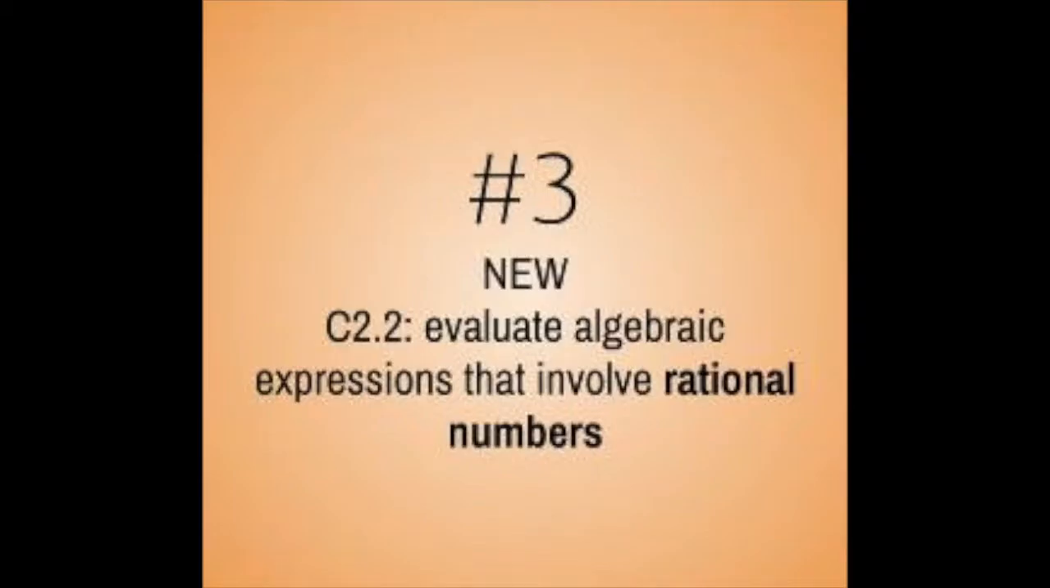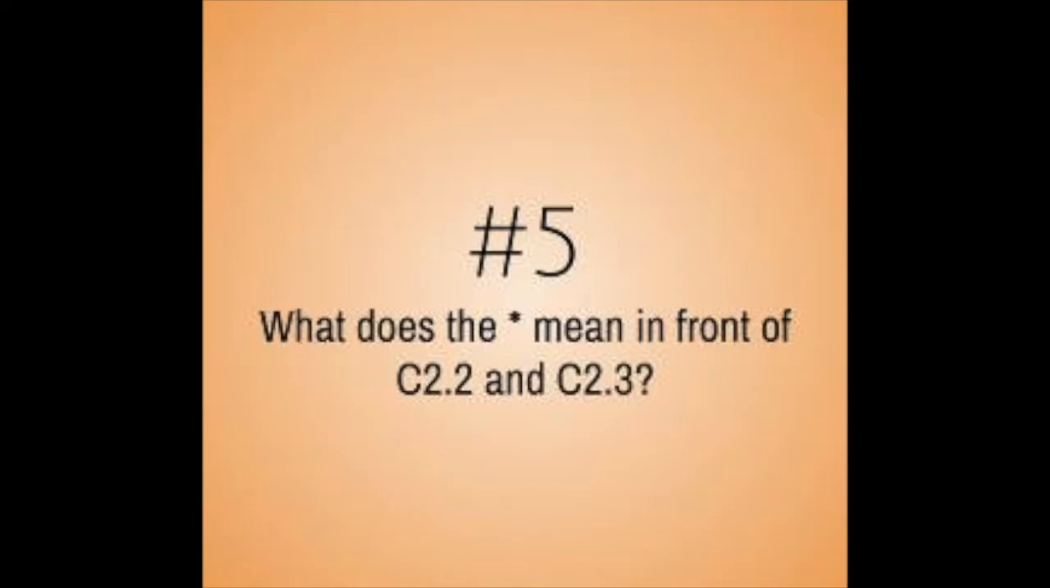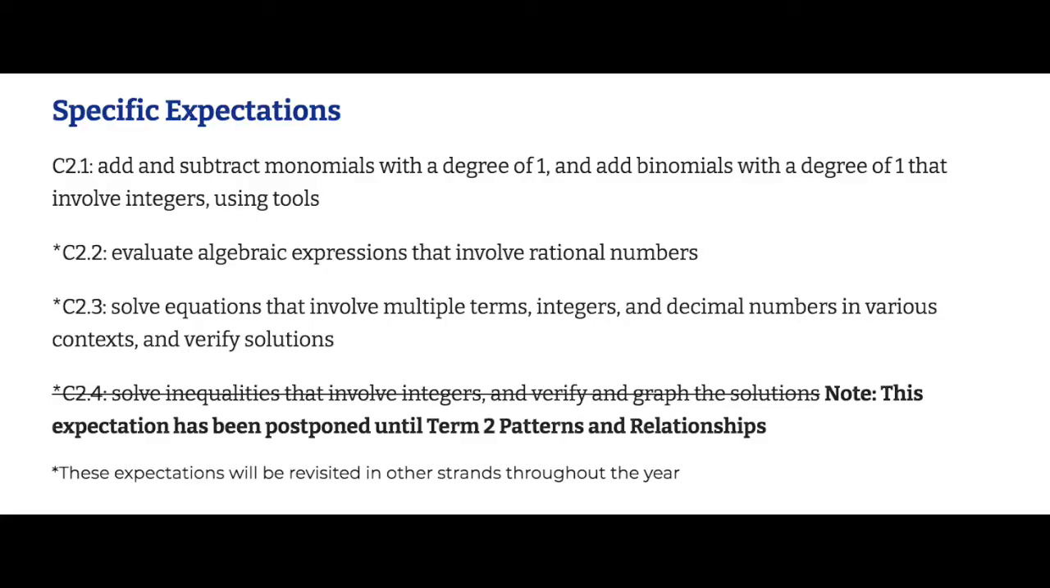We've always evaluated algebraic expressions in grade 8, but now we're involving rational numbers, which include positive and negative fractions. We are advising you on holding off on using positive and negative fractions until after both fraction topics in Term 1 have been completed. Solving equations now involves having multiple terms, decimal numbers, and verifying those solutions. Why the asterisks? Because those are two pretty important expectations that we will be applying in other strands throughout the year.